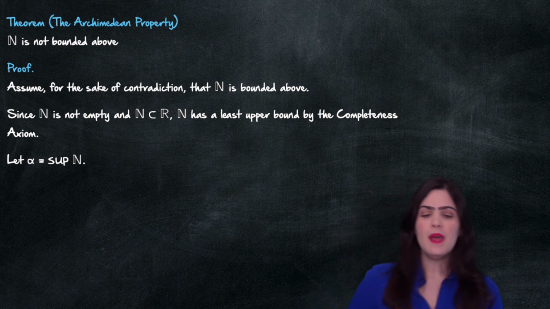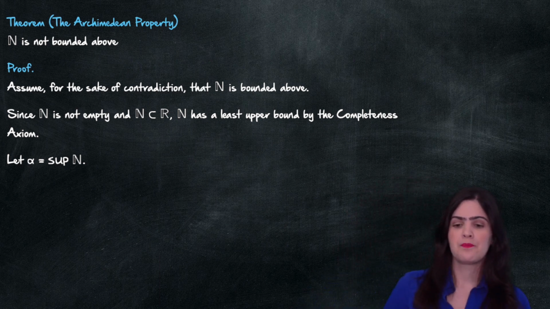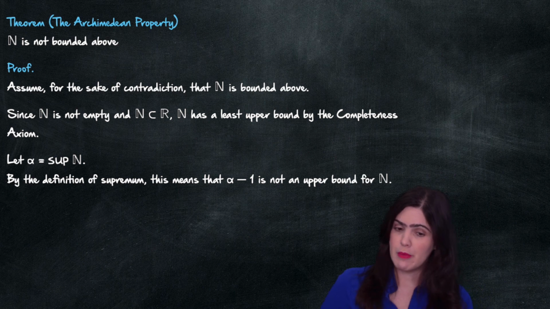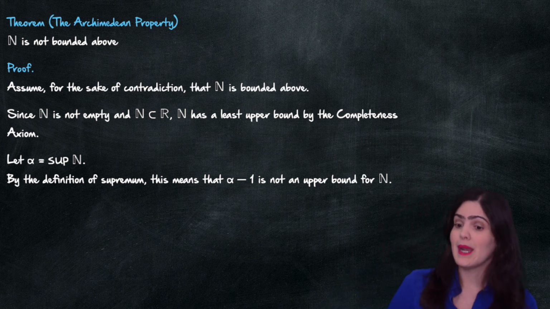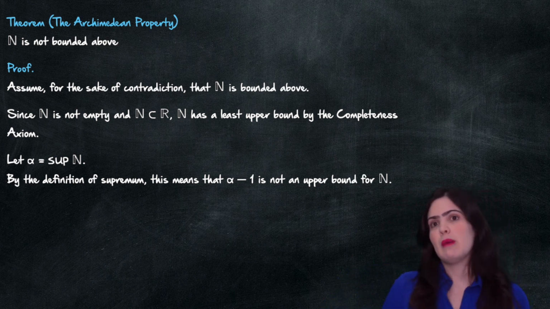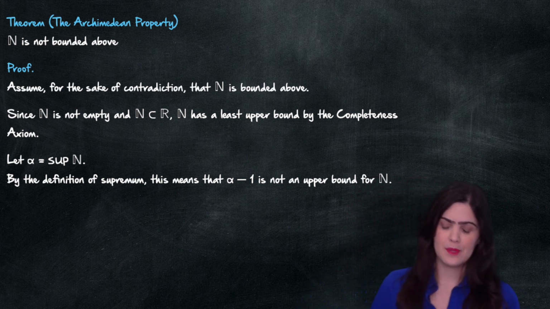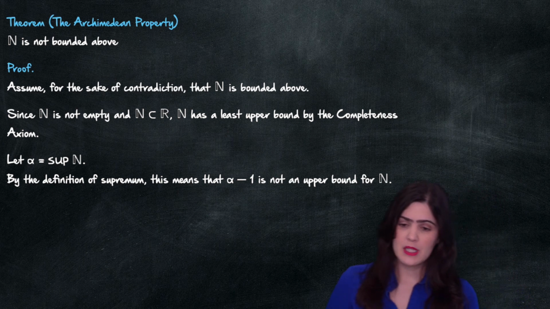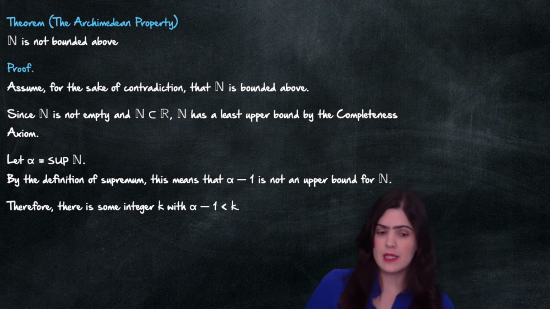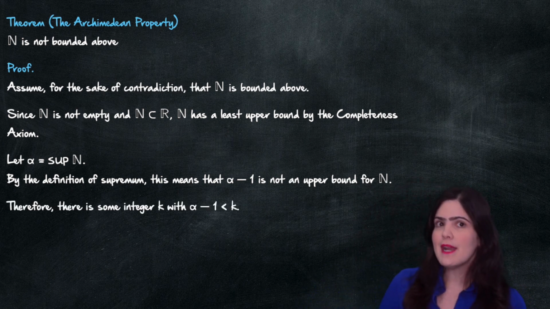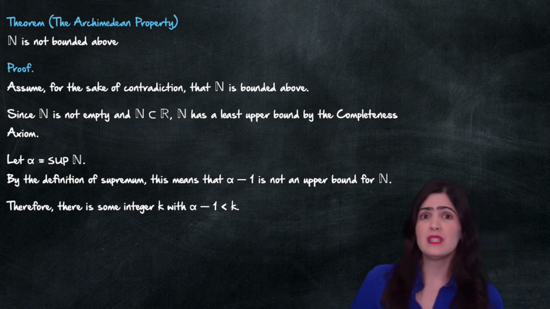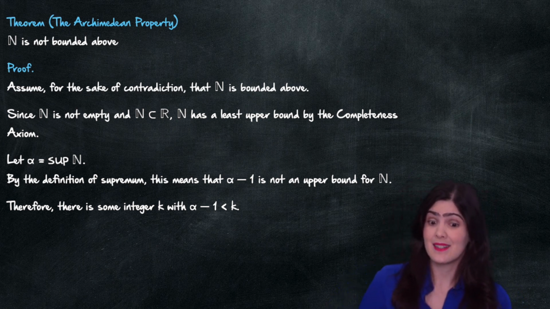Very good. But then, what does it mean for me? Well, by the definition of supremum, that means that alpha minus 1 cannot be an upper bound for N, because remember, alpha is the smallest upper bound. Okay, so alpha minus 1 is not an upper bound, and if it's not an upper bound, that means that I can find an integer k such that alpha minus 1 is less than k.